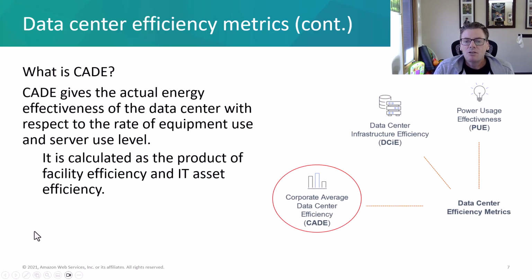All right, the corporate average data center efficiency, the CADE, is going to give the actual energy effectiveness of the data center in respect to the rate that the equipment used at server use level. It's calculated as a facility efficiency and IT asset efficiency. So how efficient is the facility itself, right? The building and all of the building systems that are inside of it, and a secondary calculation of what's the IT asset efficiency. What are the calculations based on the IT equipment that's in the facility?